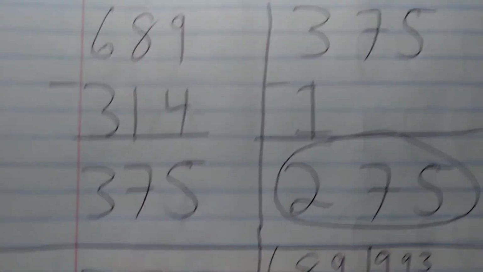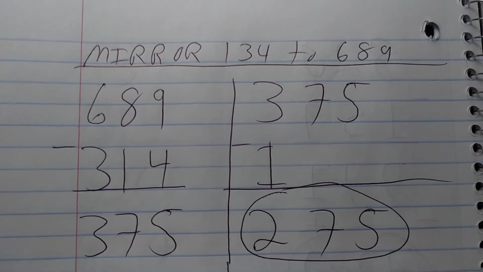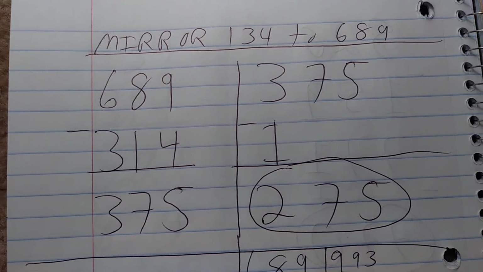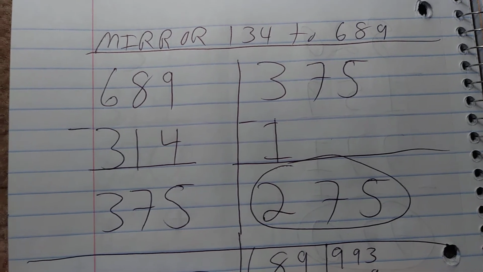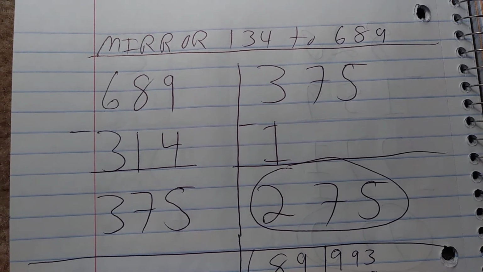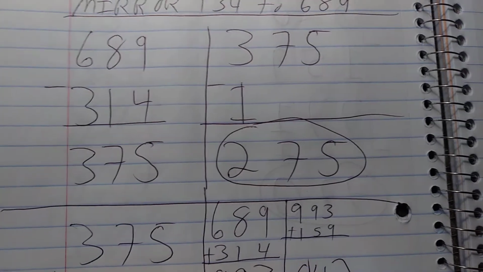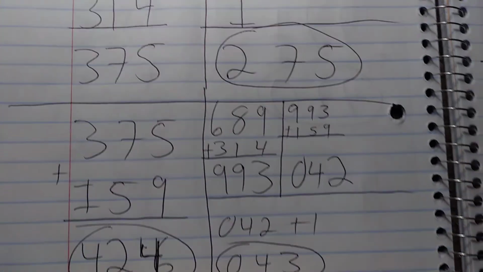You're going to mirror the 134 to 689. So 689 minus 314. 9 minus 4 is 5. 8 minus 1 is 7, and then 6 minus 3 is 7. So 375. Subtract off 1, and that's 275.